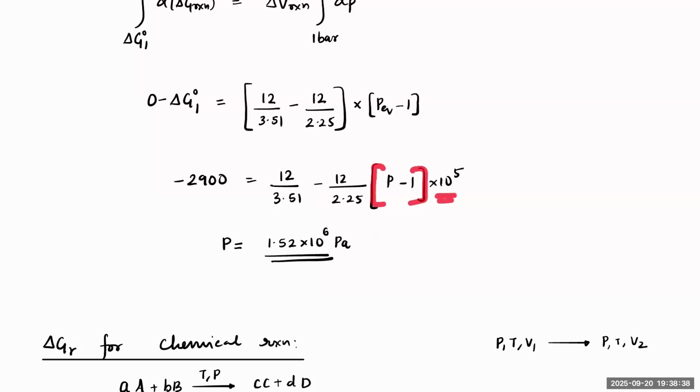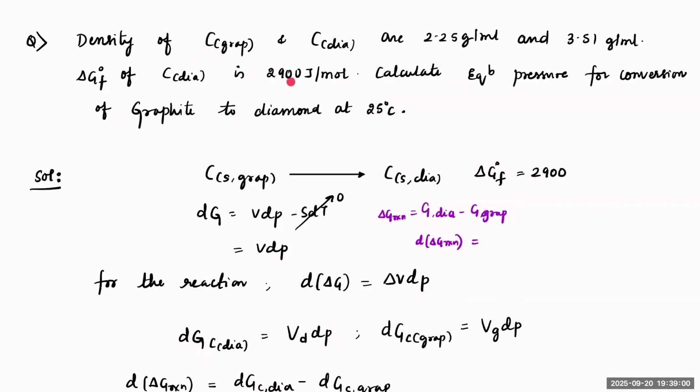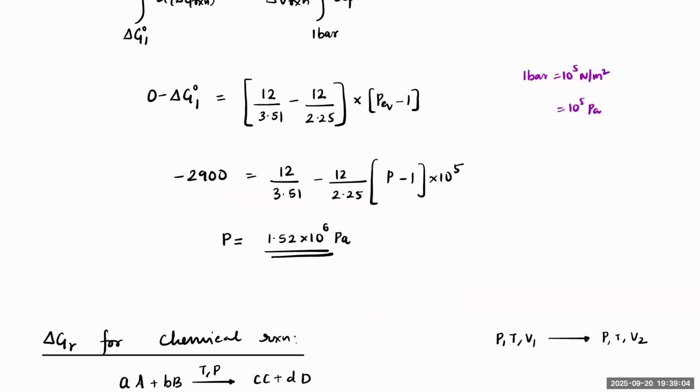How do I convert into Newton per meter square? You know that 1 bar is equal to 10 raised to power of 5 Newton per meter square, or pascals. That's why I multiplied it with 10 raised to power of 5. And 2900, if you notice, what is it given in? It is given in joules per mole, so it is already in joules. I don't have to change anything.